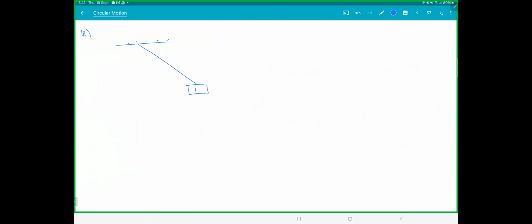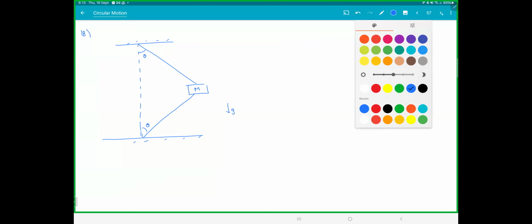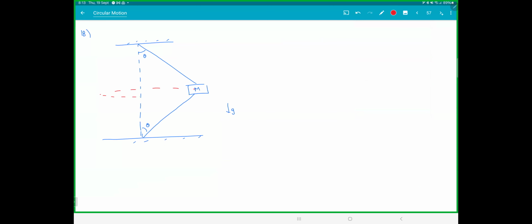We have a block of mass m in here. So we have 2 strings like this. Let this be theta, let this be theta, gravity is there. And this guy is going in a circle with speed v, and this radius is r. This string will have a tension T1, and this string will have tension T2. Find T1, T2.